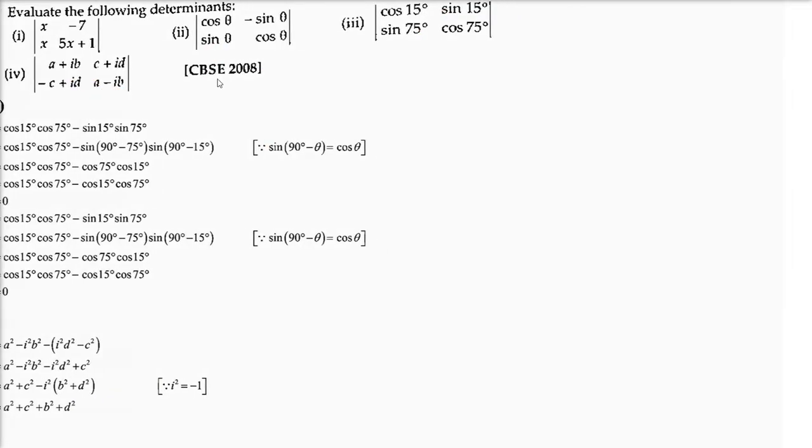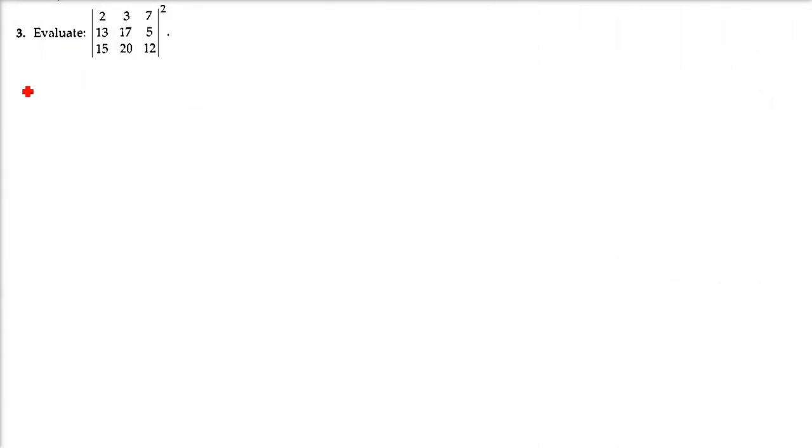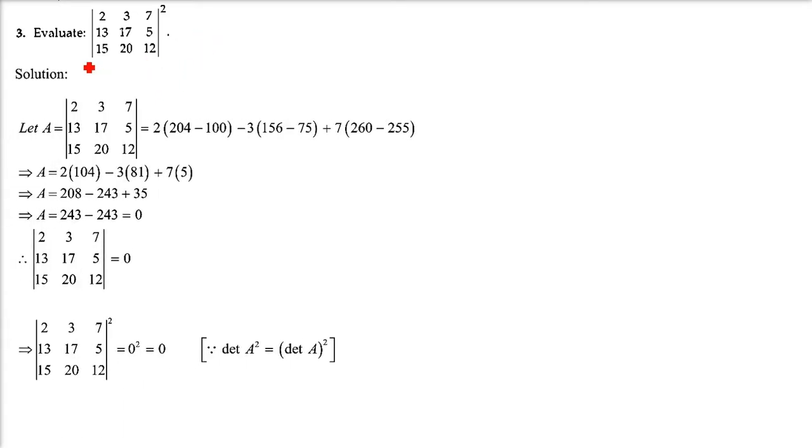Evaluate this. Either you find some way to easily solve it, some commonality, or we have to find out the determinant and square it. But let me tell you in the beginning that this determinant is going to be 0. How it is going to be 0, you just see.